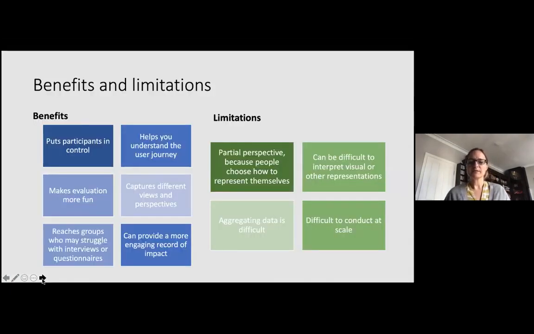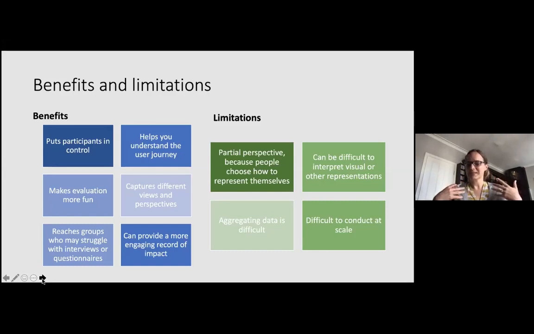So just an overview of benefits and limitations. I've already mentioned quite a few of the benefits. In terms of the limitations, any kind of data collection method has its inherent limitations, and that's no different with creative tools. One of them is that you're really only gaining a partial perspective, because creative data collection tools ask people to choose how to represent themselves. And that's not necessarily a bad thing. It's just being aware that there might be a positive bias, that they're choosing to represent a certain part of themselves. It can be difficult to interpret visual or other representations.